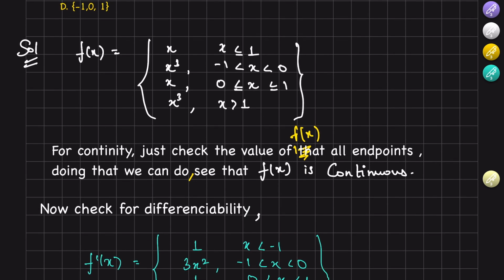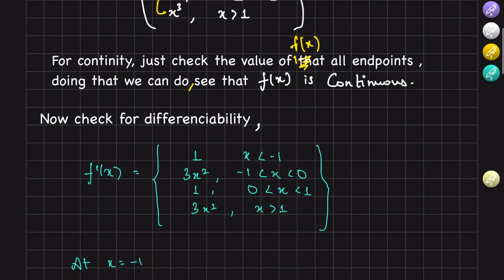You can put the value of x. At x equals 1, the value is 1. At minus 1, x is minus 1, and x cube at minus 1 is also minus 1. x cube at 0 is 0. It should be continuous with each of these pieces, so let's check. x cube at 0 is 0, x at 0 is 0, x at 1 is 1, x cube at 1 is 1. So by seeing all the endpoints, we can see that it is continuous.